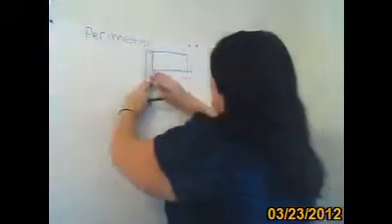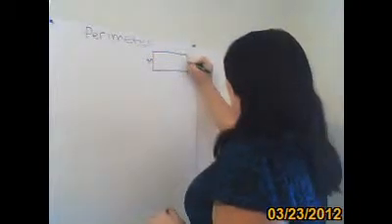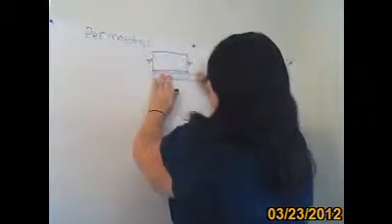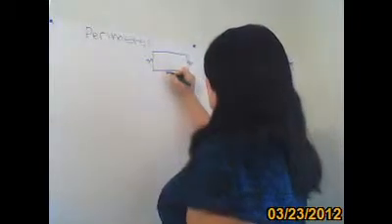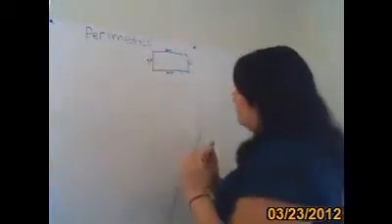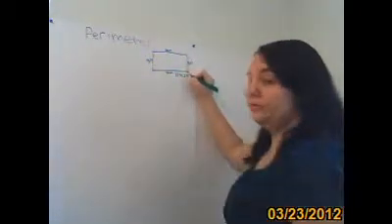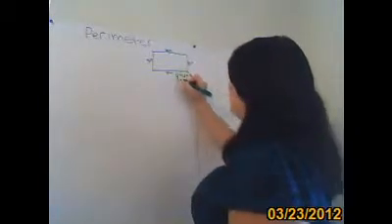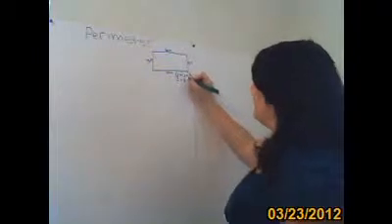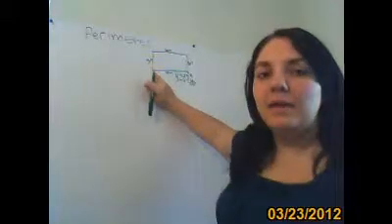For the rectangle, if we measure the sides, the short side is 3 inches and the long side is 6 inches. Then we can add them up to find the perimeter. So you'd have 6 plus 6 equals 12, and 3 plus 3 equals 6, and 12 plus 6 equals 18. So the perimeter of this rectangle is 18 inches.